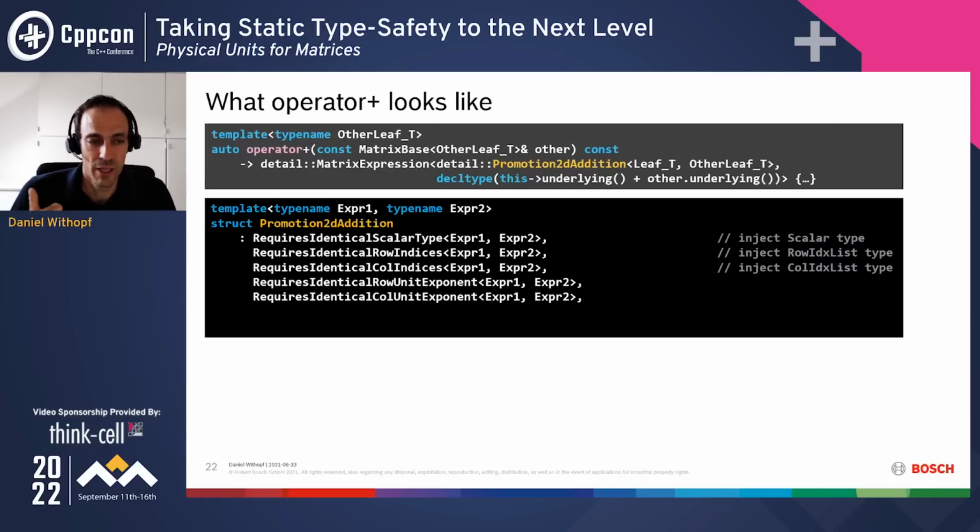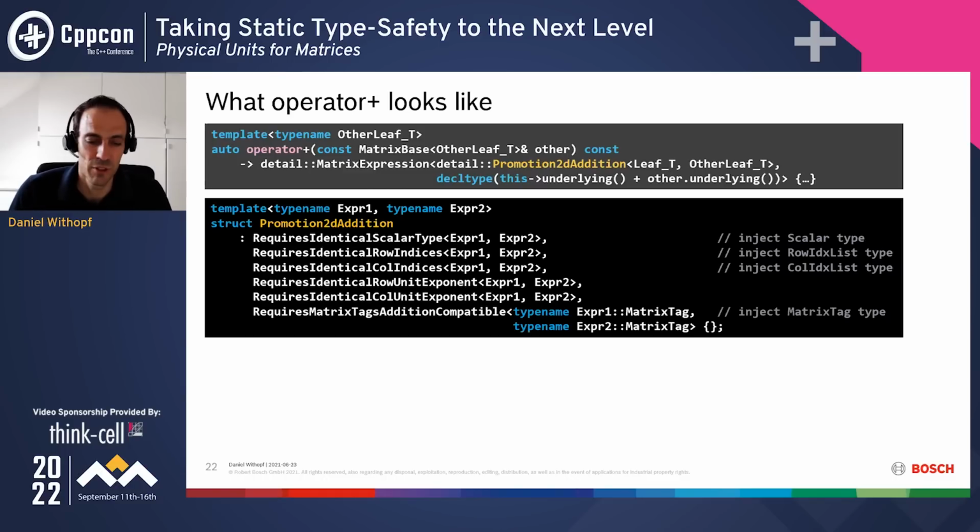Then we're also requiring identical row and column unit exponents. So they have to be identical. And you might be confused why it seems a little bit complicated. We could just require that the matrix tag is identical. But as I mentioned, we're distinguishing between points and displacement vectors, which is why it's a little bit more complicated. And this is also shown by the last condition here. We require that the matrix tags are addition compatible.